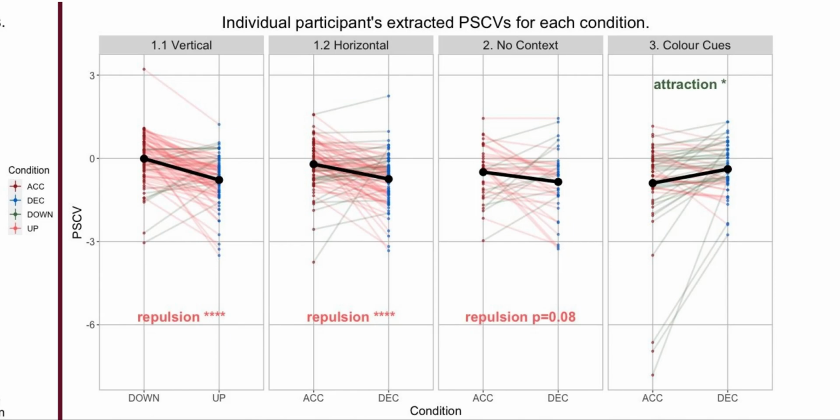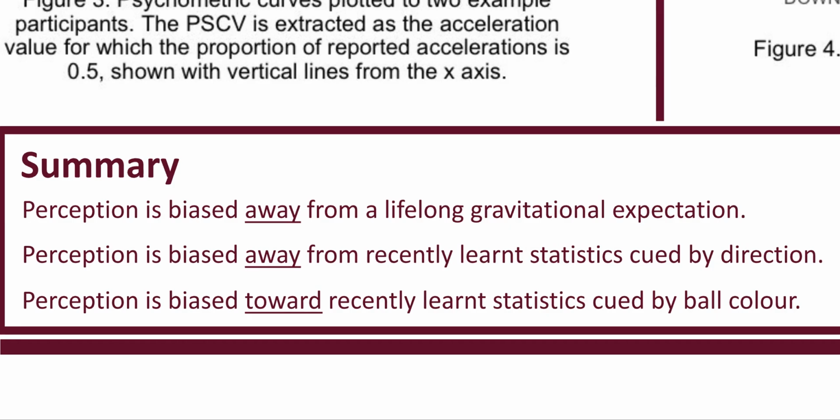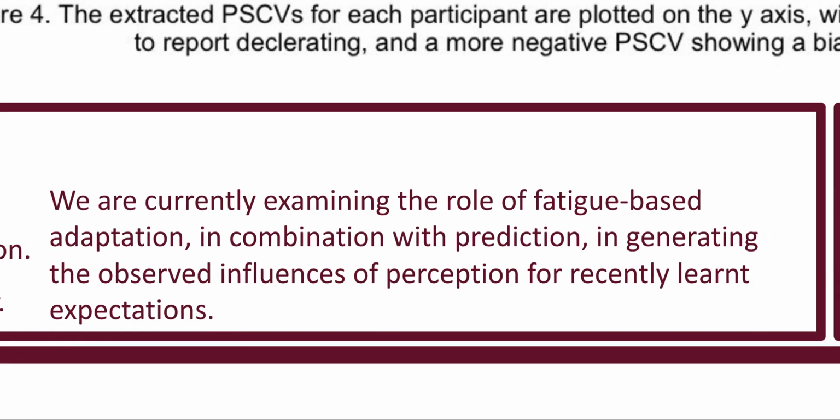However, in experiment 3, when the ball colour, rather than the motion direction, predicted the acceleration, an attractive effect was instead seen. Therefore, we see perceptual biases away from expectations for lifelong gravitational expectations and recently learned expectations cued by direction. But we see an attraction from recently learned expectations cued by ball colour. Currently, the role of adaptation in these perceptual effects is being examined.